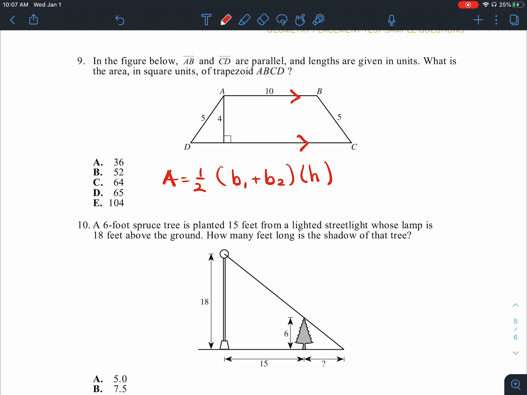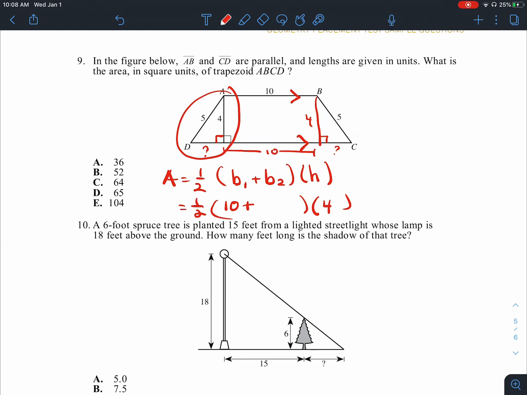All right, well, I can see from this picture that the height is definitely 4. That has to be the perpendicular distance connecting the 2 bases. I also can see that the top base here is 10. I'm needing to find this bottom base. If I cut this down here as well, I know this is 10, but I need to know these other 2 sides. To get this missing leg on this right triangle, I would need to do the Pythagorean theorem.